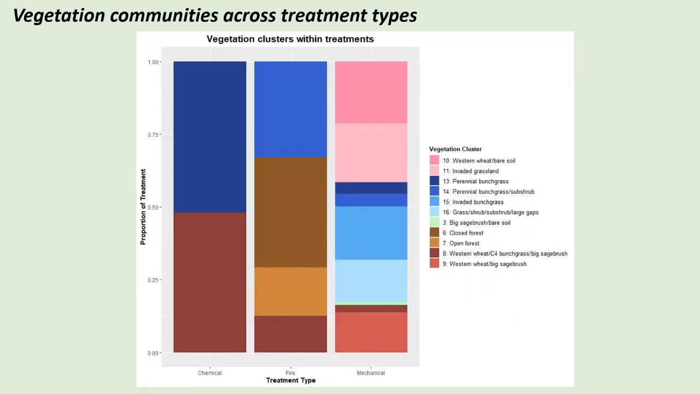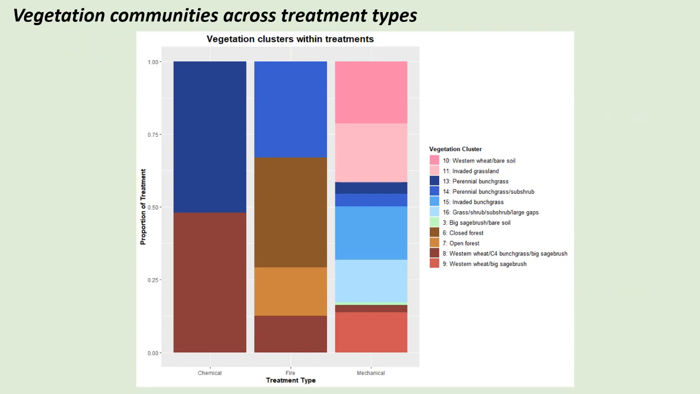So while we were able to create hypotheses about how these ecological site concepts and their vegetation communities are responding to treatments, there was not quite enough data representing multiple treatments within an ecological site concept to get a consistent response and really understand how these treatments were affecting a single ecological site.